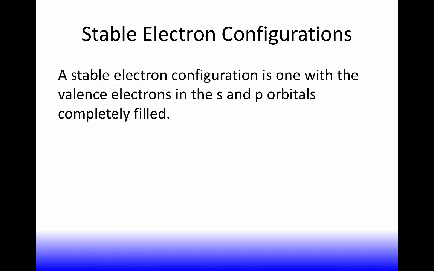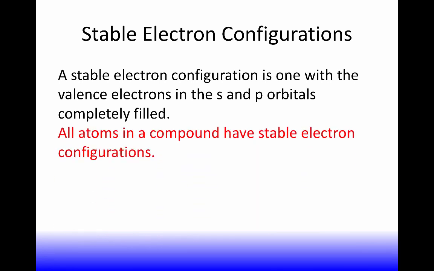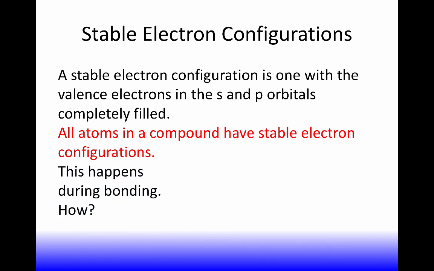So the stable electron configuration is the one where the valence electrons, remember those are the S and P orbitals on the outermost shell, so they're the S and P orbitals from the period the element is found in, are completely filled. All atoms in a compound have stable electron configuration. It doesn't matter whether it's an ionic compound or a covalent compound. This happens during bonding, and the question is how?